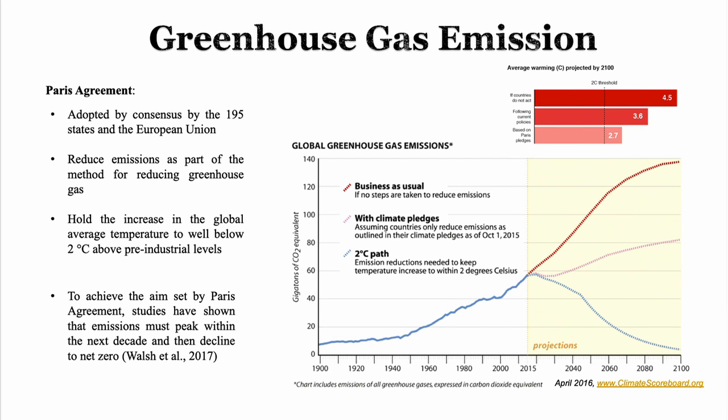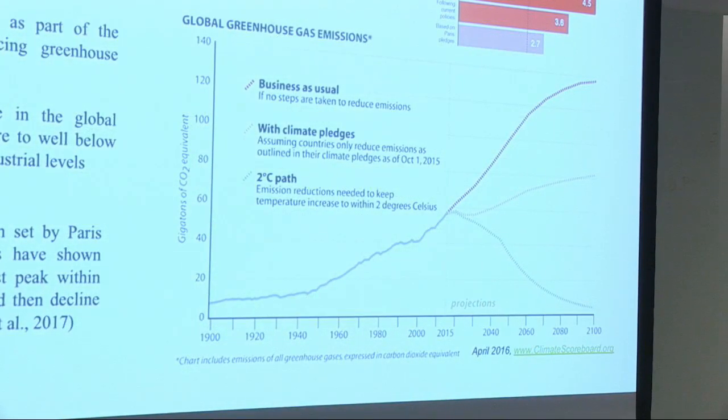However, if we look at the projection of the current prediction, the global temperature is going to be increased by about 4.5 degrees Celsius at the end of this century. And studies have shown that to achieve the aim set by Paris Agreement, the emission must peak within the next decade and then decline to net zero by the end of the century. So apart from reducing the emission, what else can we do?